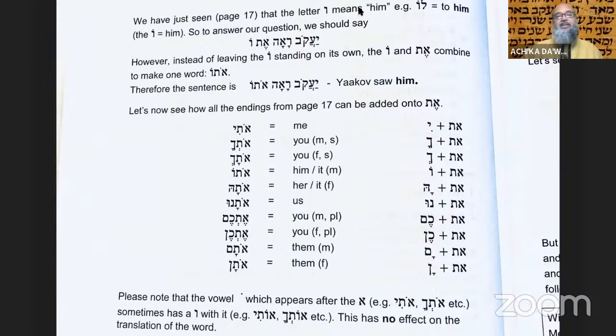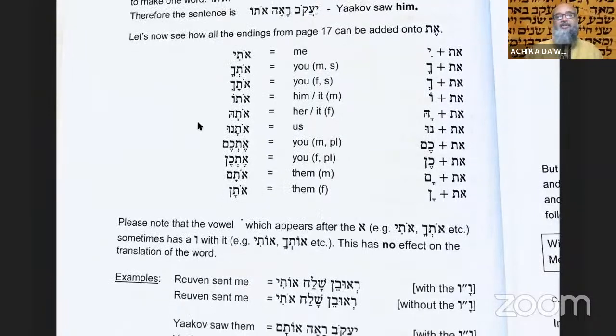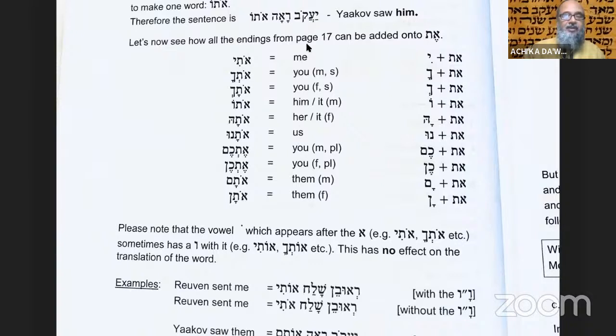So please note the vowel, which they give us a note about here. That O sound appears, remember the little O over here, you see these little dots right here? It's by this aleph, that's what they're talking about. That little dot, which gives you an O sound, appears after the aleph, like Oti or Otka. Sometimes it has the vav. So sometimes it will be written like this, Oti, or it could be written like this, but it still means exactly the same thing. It has no effect. It has no change in the translation of the word. I just want to show you that.